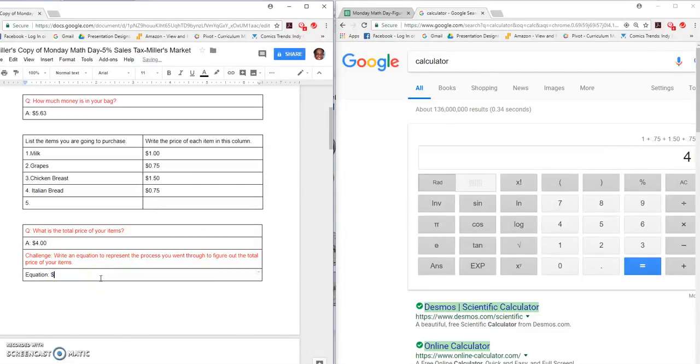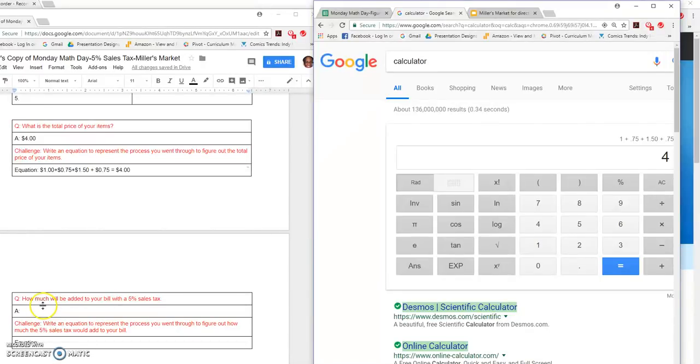So I'm going to put $1 plus 75 cents plus, again, I'm just getting my numbers from right here, $1.50 plus 75 cents equals $4. Please push pause and take a moment to fill out your equation.